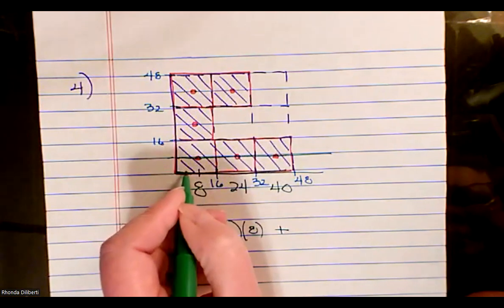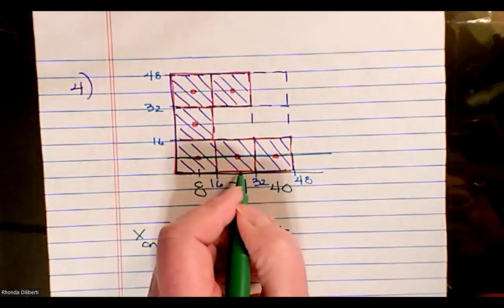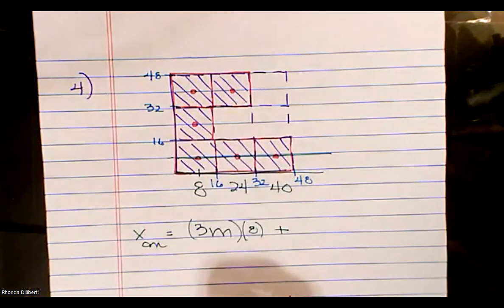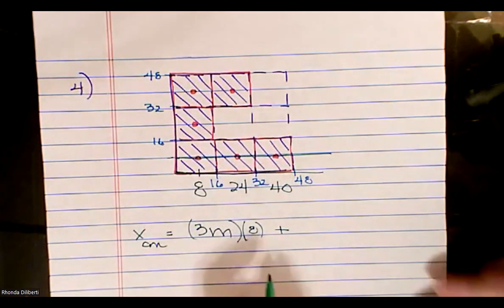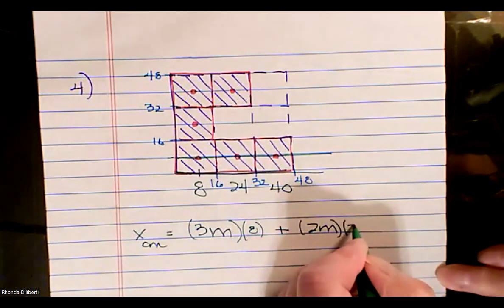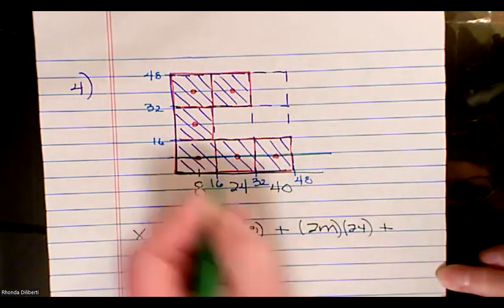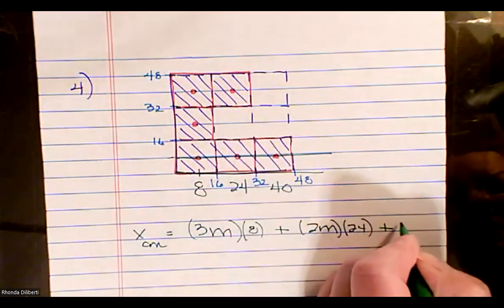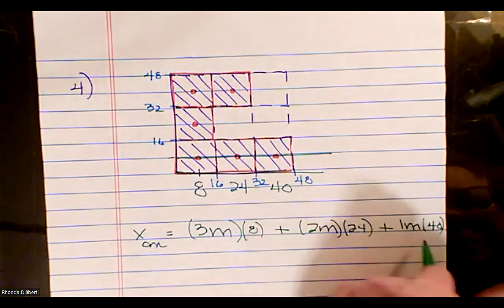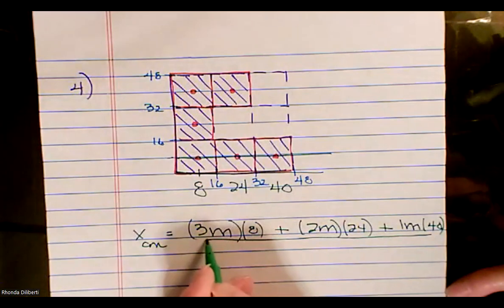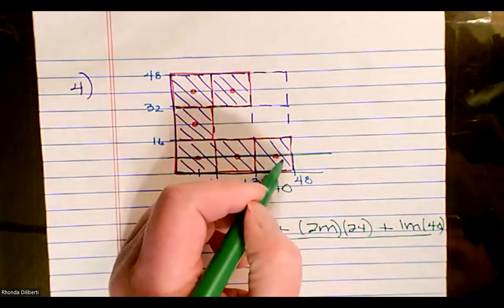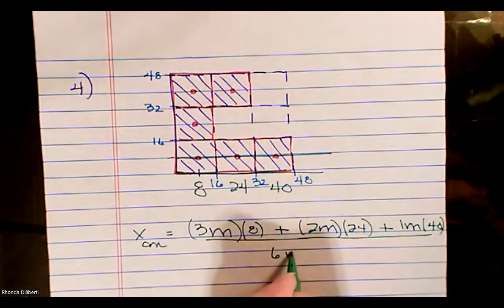Then I keep walking, and I get to 24. And I have two pieces on the x equals 24, whatever their mass is. And then I keep walking, and I have one piece, 1M, on 40. Divided by the total mass: 1, 2, 3, 4, 5, 6 times whatever their mass is.